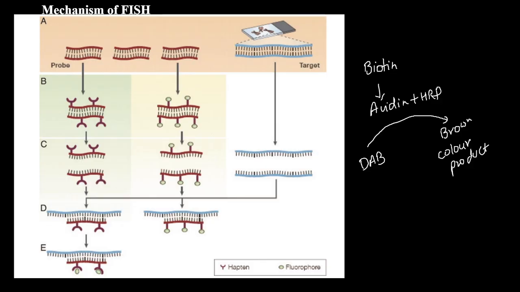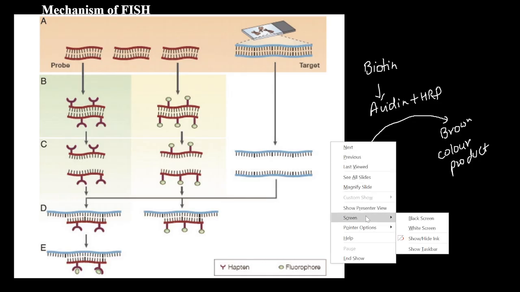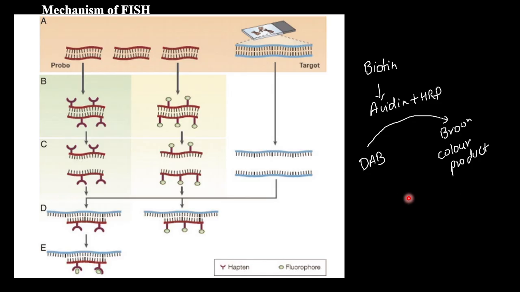Okay. So if you are using the indirect probe, you need to add the extra step. Suppose you are using biotin, then you need to add avidin and HRP. You also need to add the substrate, so if there is binding, it will give a brown color product. If there is no binding, you will not get the brown color product. So this is the mechanism of fluorescence in situ hybridization.